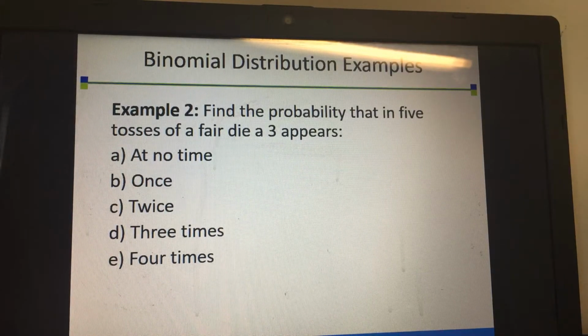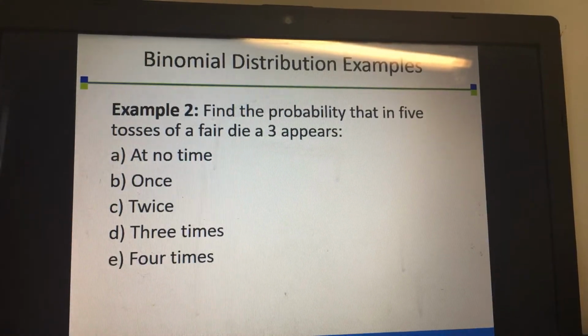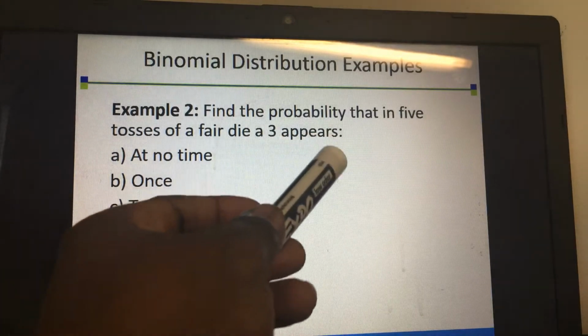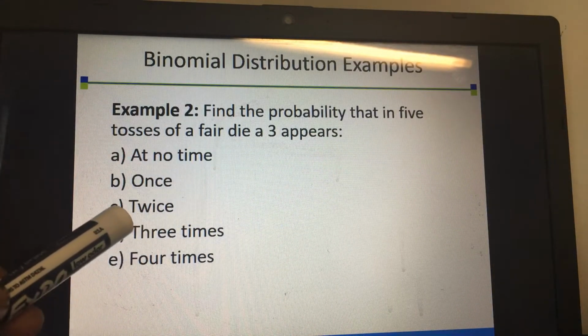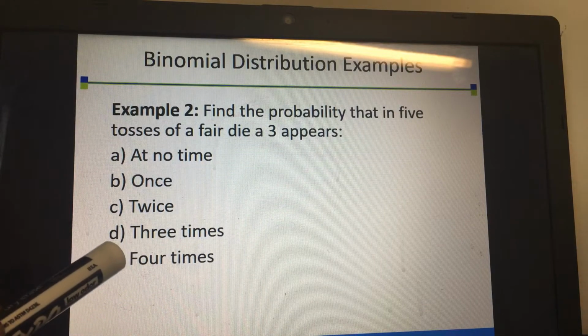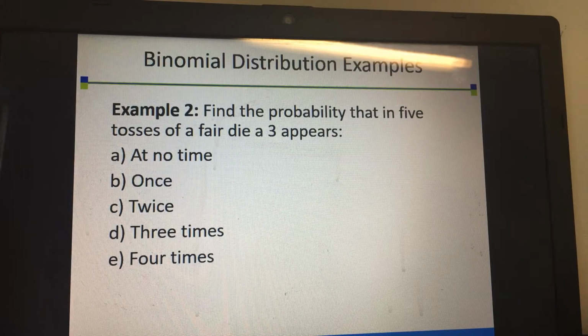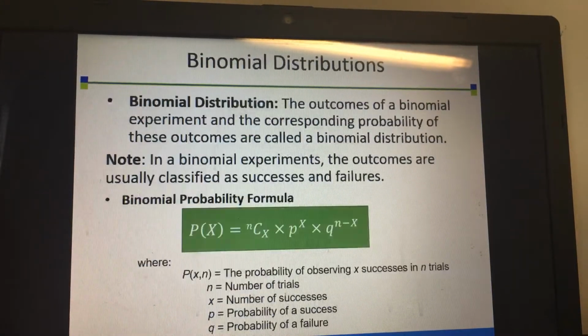Look at this one. It says, find the probability that in 5 tosses of a fair dice, a 3 appears A, at no time, B, once, C, twice, D, 3 times, E, 4 times. You know, this is a dice right here. Well, I think I have it somewhere.